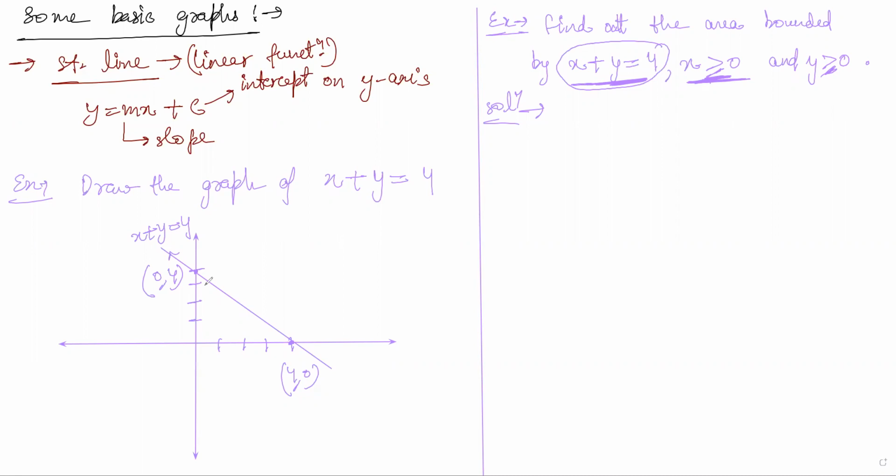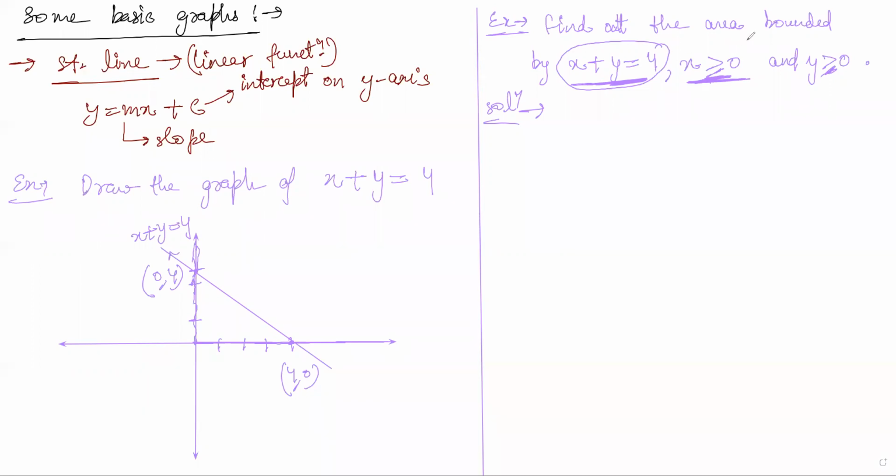Now we want to find out the area which is in the first quadrant and which lies under the line x plus y equals 4. Either you take that explanation, or you understand it like this: x plus y equals 4 is this line. Now x greater than or equal to 0 is just this line, only this line. And y greater than or equal to 0 is only this line. This whole line represents y greater than or equal to 0. Right?